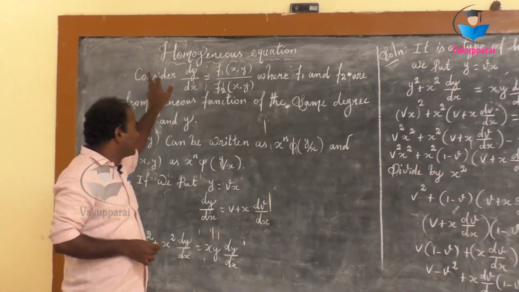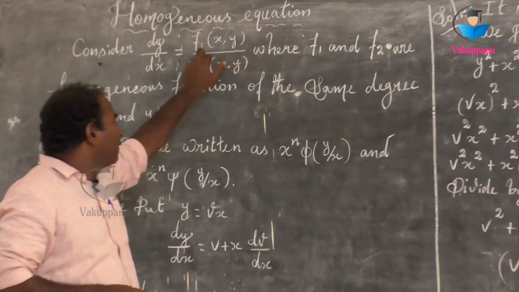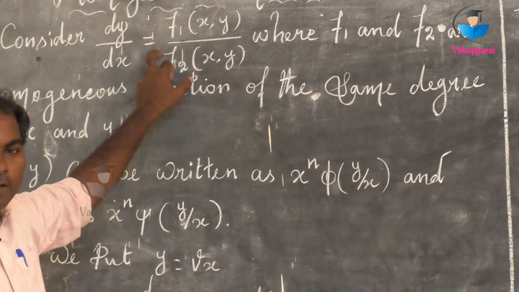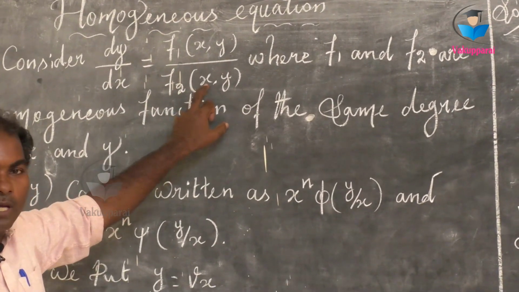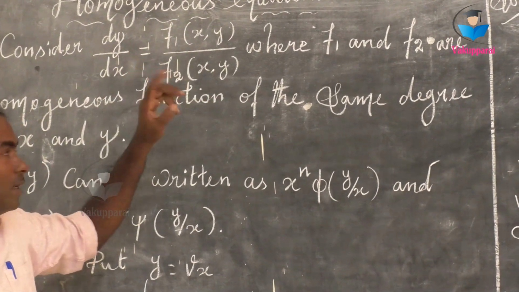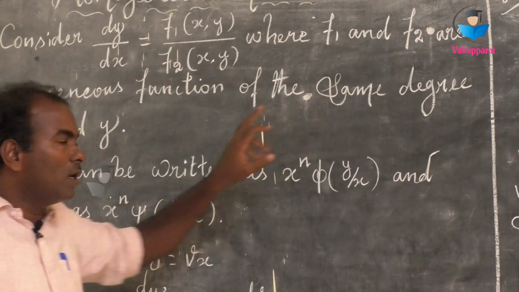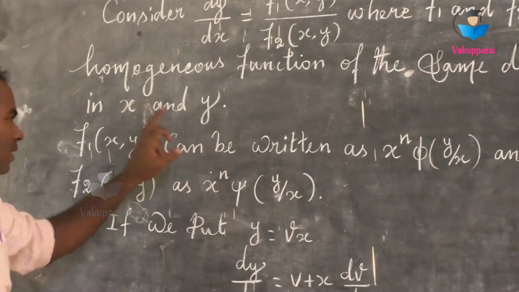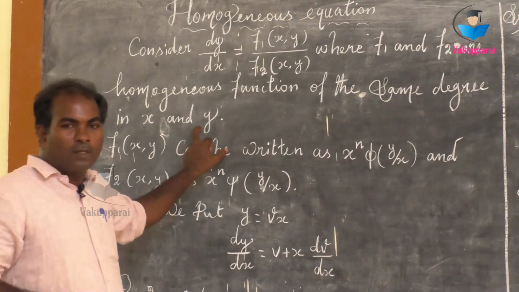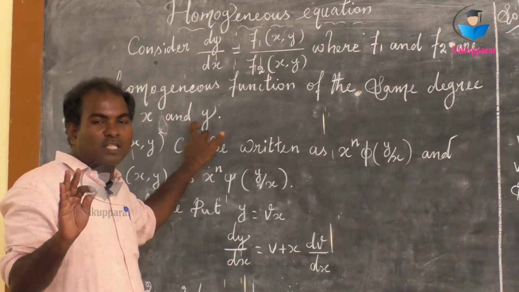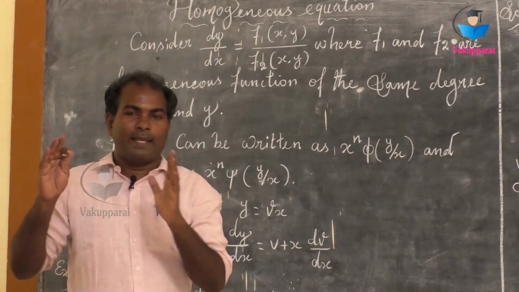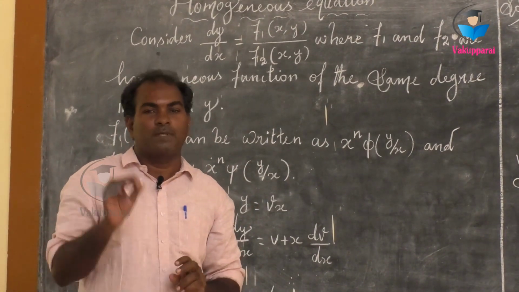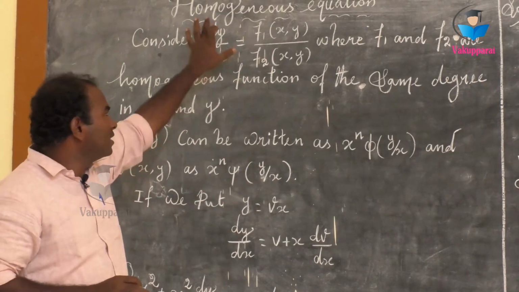Consider dy by dx equal to f1(x, y) divided by f2(x, y), where f1 and f2 are homogeneous functions of the same degree in x and y. What you understand here is that the degree must be the same. If we compare the x term and the y term, the power must be the same. That's called a homogeneous equation.